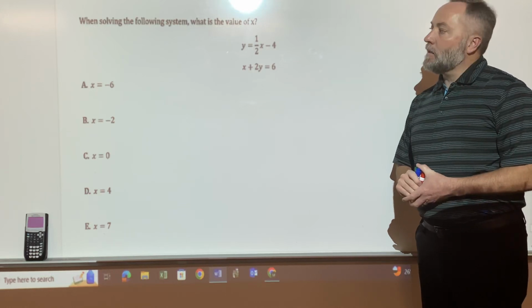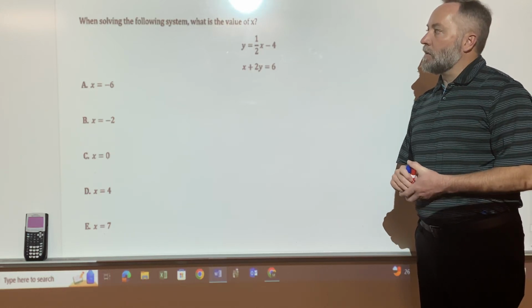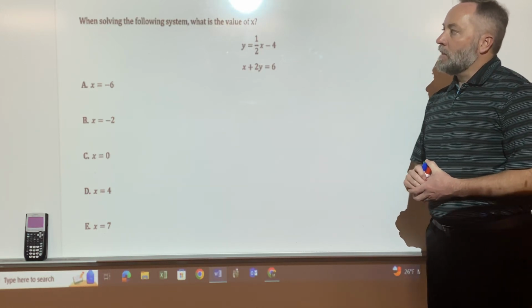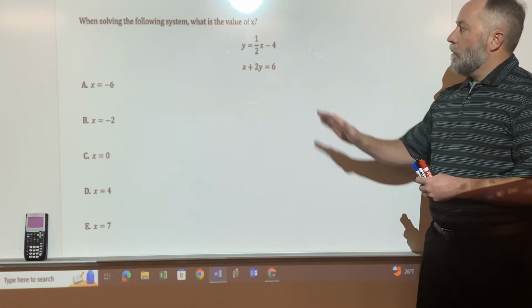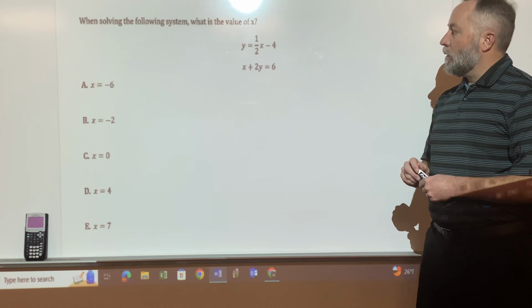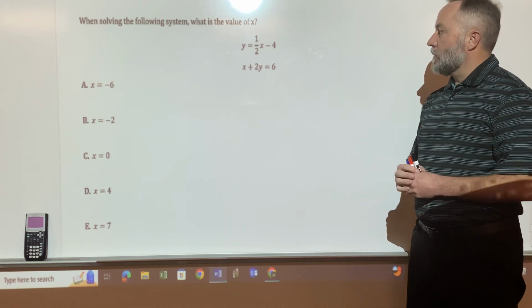This question is asking us to solve a system of equations, which is pretty common on the ACT. It says, when solving the following system, what is the value of x? And we have y equals 1/2 x minus 4 and x plus 2y equals 6.